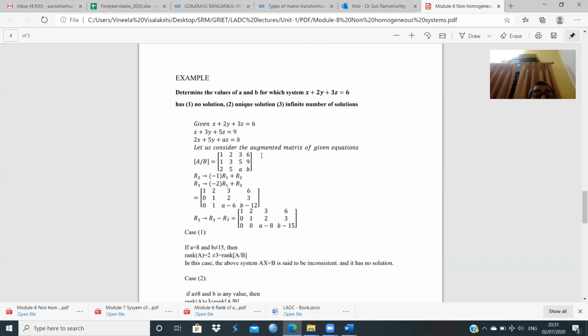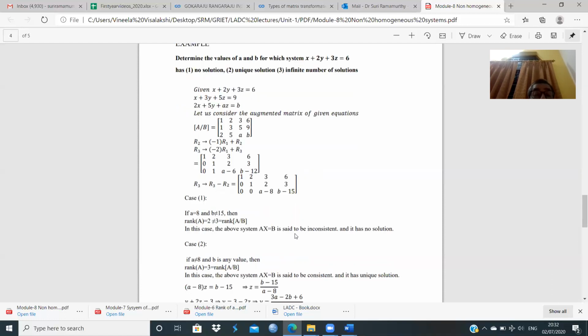So starting with the augmented matrix and using row operations, we arrive at a matrix which has been reduced to the echelon form, and then we take up each case separately. In the first case, when you desire that there should be no solution, the rank of A and rank of AB should be different. So you fix the rank of A as 2 and the rank of AB as 3, and in such a case, A will be 8 and B cannot be 15. So when A is 8 and B not equal to 15, this system will not permit any solution.